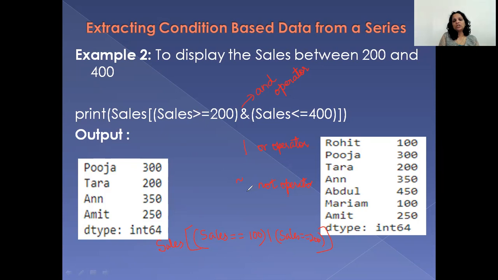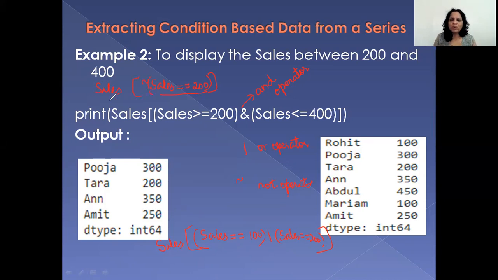Where could I use a NOT operator? I want to talk about people whose sales is anything other than 200. So I could write tilde, sales equals 200. What does that mean? I'm talking about sales equals 200. NOT of sales equals 200 would mean anybody who has sales other than 200. And this would be the name of the series.